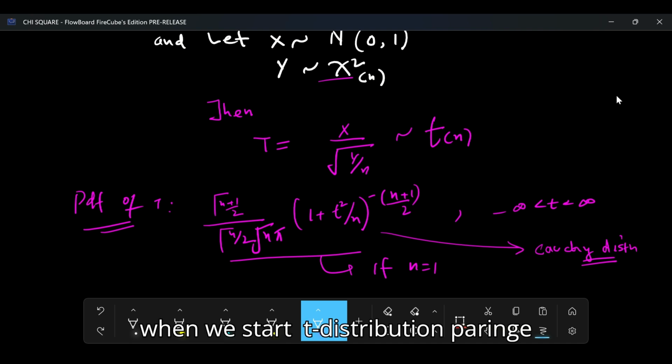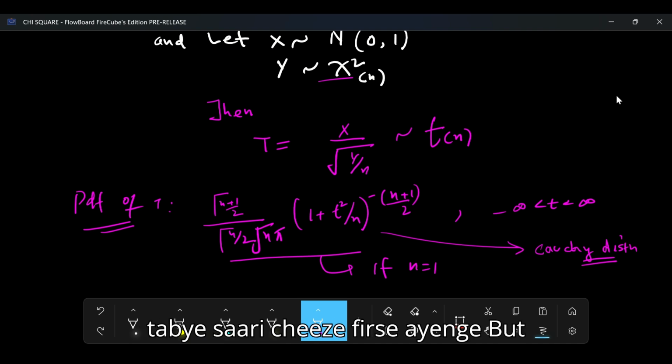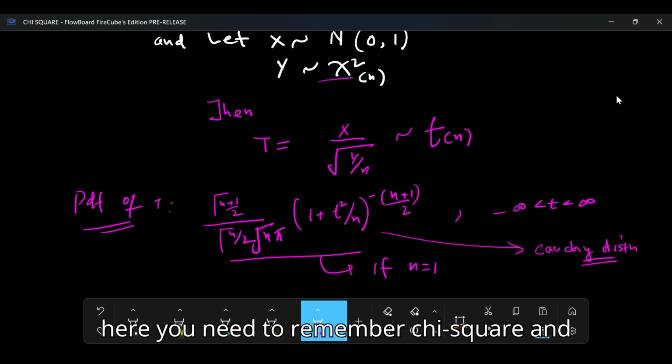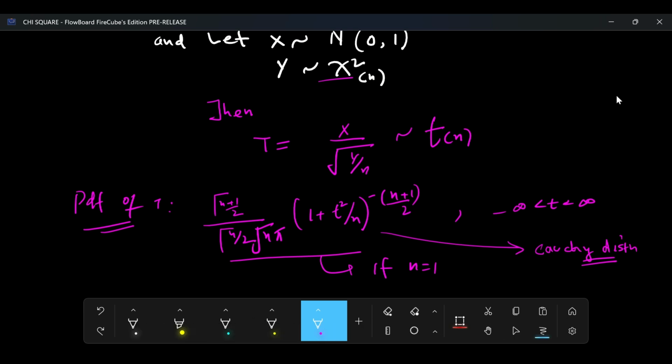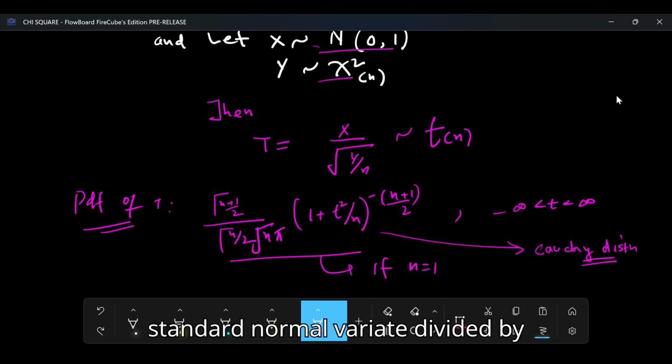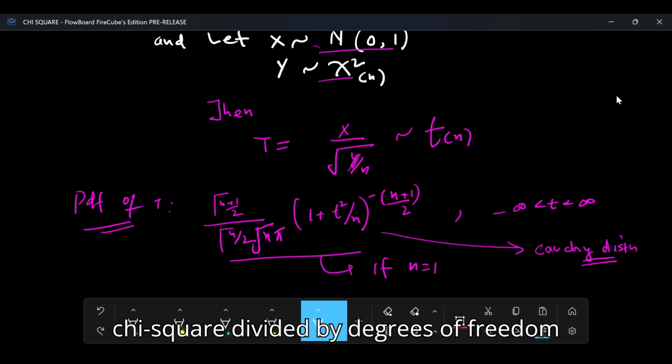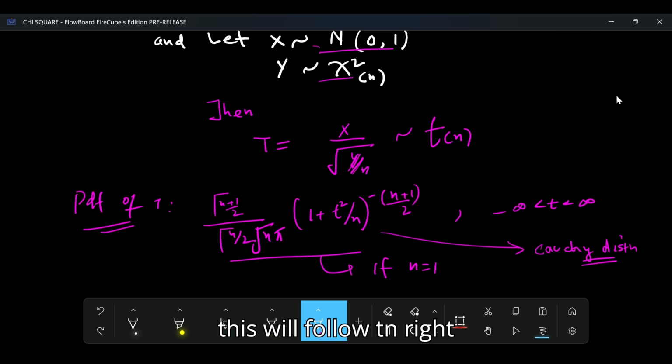When we study t distribution, all these things will come again. But here you need to remember chi-square and t. What's the relation between chi-square and t? How are they related? See, when we have in the numerator x, which is a standard normal variate, divided by the square root of chi-square divided by degrees of freedom, this will follow T n, right? So this is the PDF of T distribution.